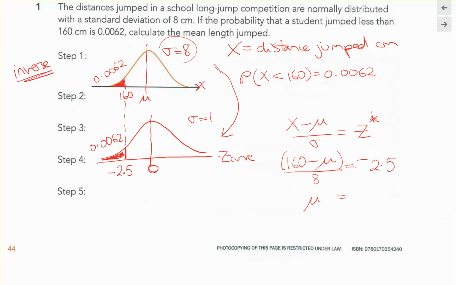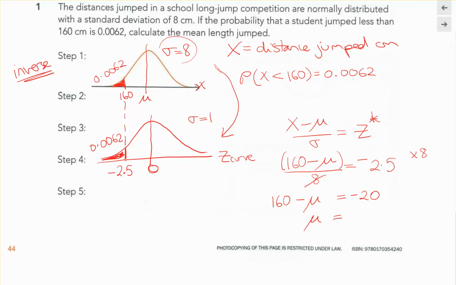To make it a bit easier for ourselves, what we could do is multiply by 8 to cancel out that denominator. So we get 160 minus mu equals negative 20. I can see from this that mu is therefore 180, because 160 minus 180 would take me down to negative 20. You could also use Solver at this stage.